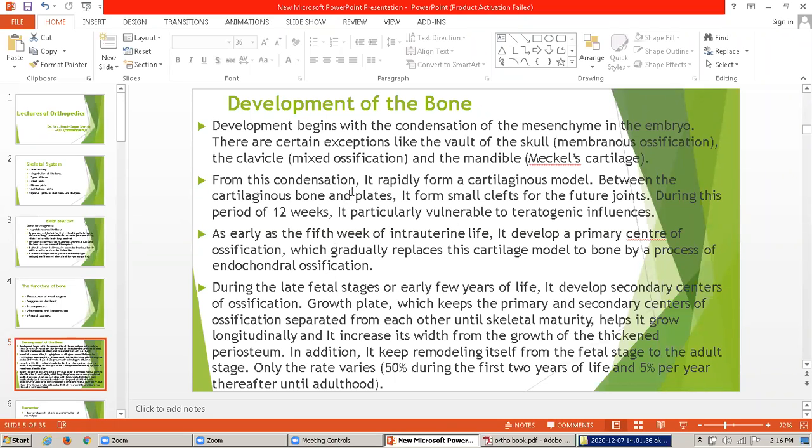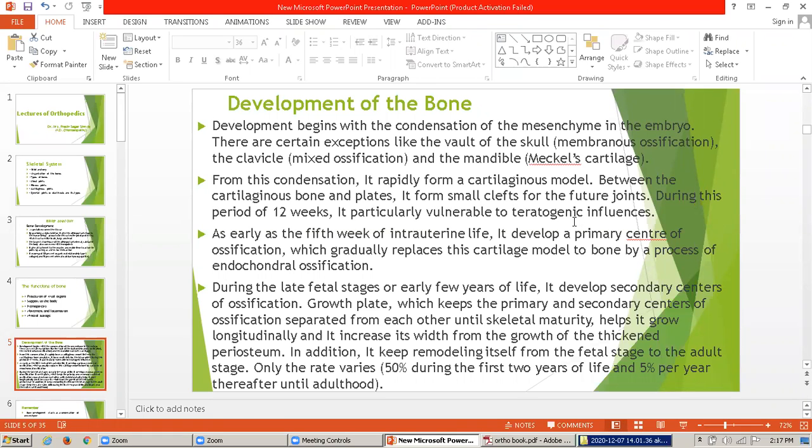From this condensation it rapidly forms a cartilaginous model. So, between the cartilaginous bones and plates, it forms a small cleft for the future joint. So from this condensation, bone rapidly forms a cartilaginous model, and between the cartilaginous bones and plates, it forms a small cleft for the future joint in the embryo.